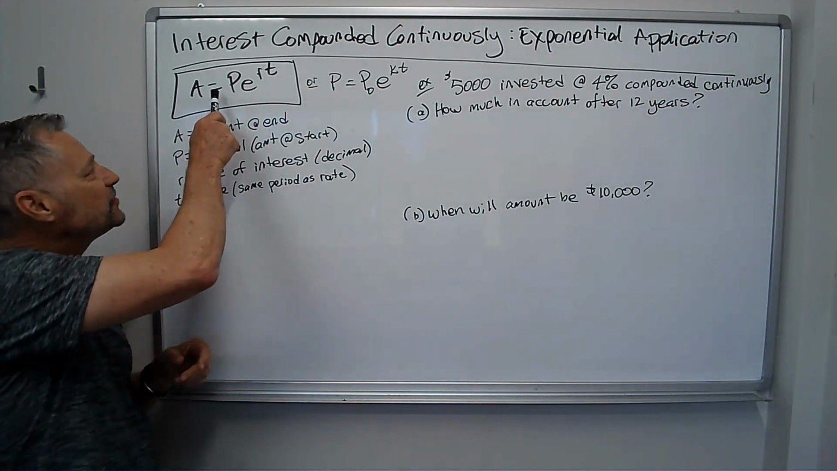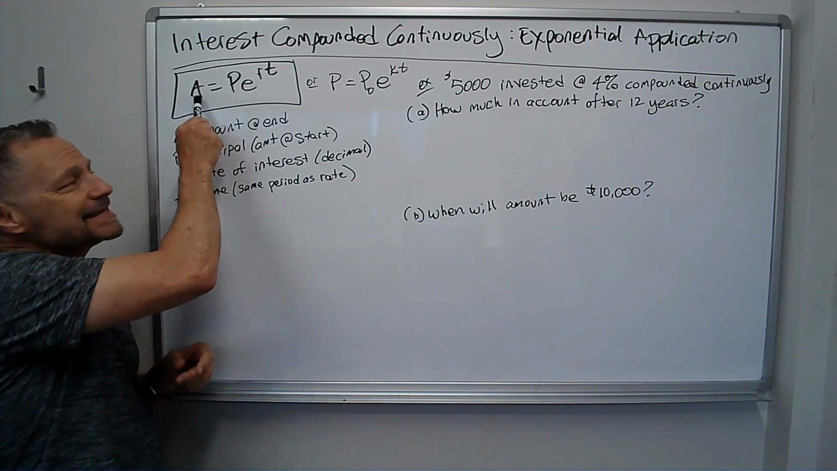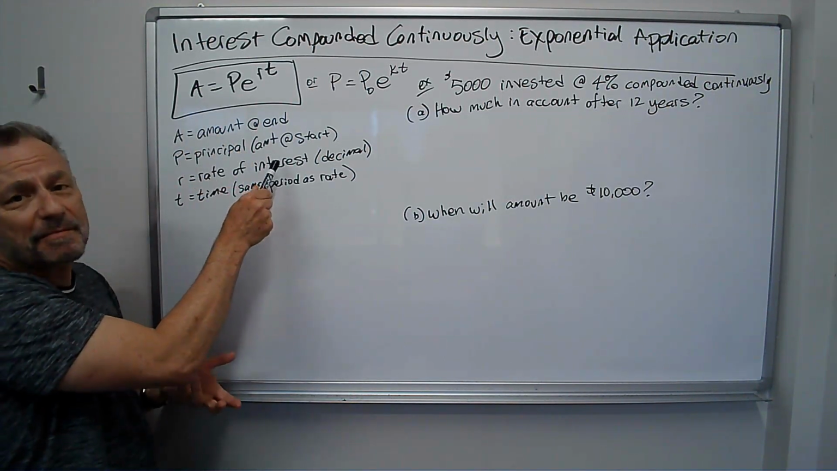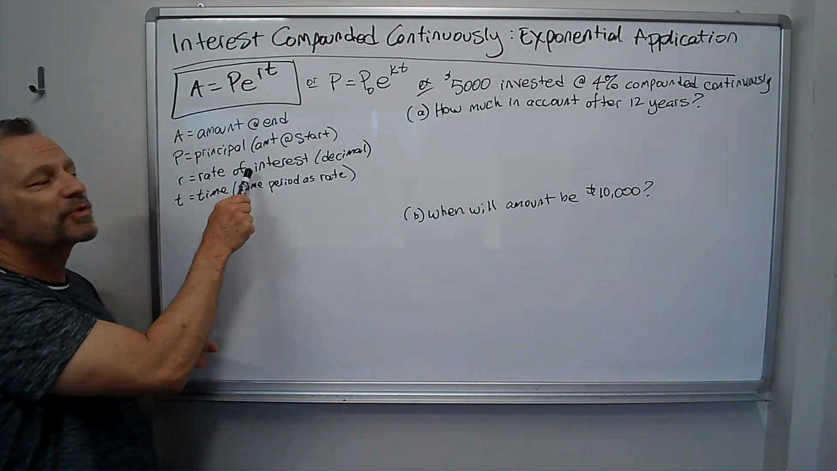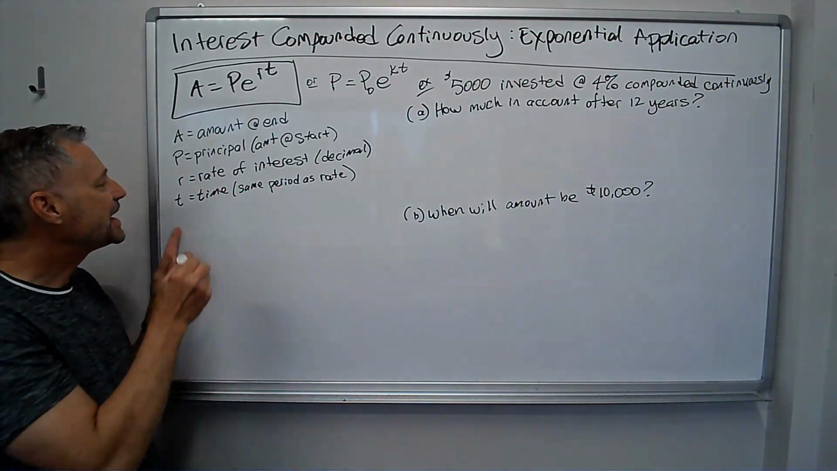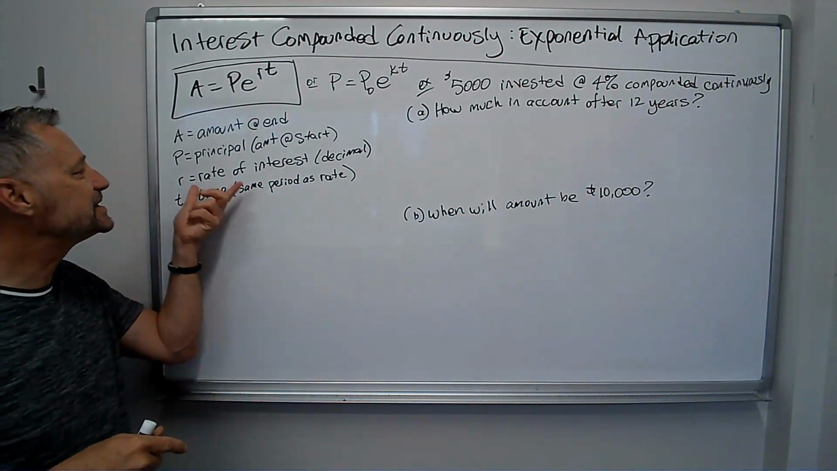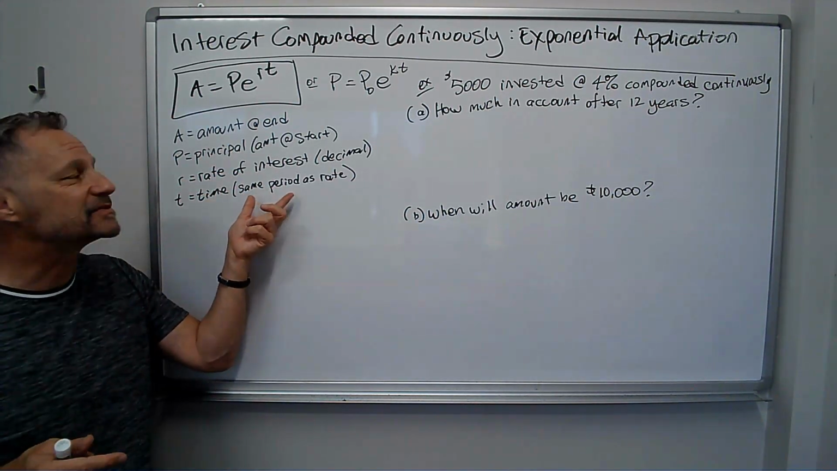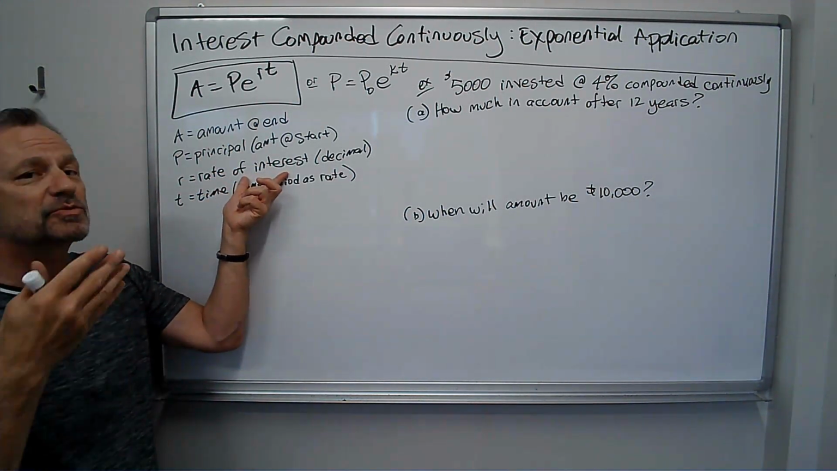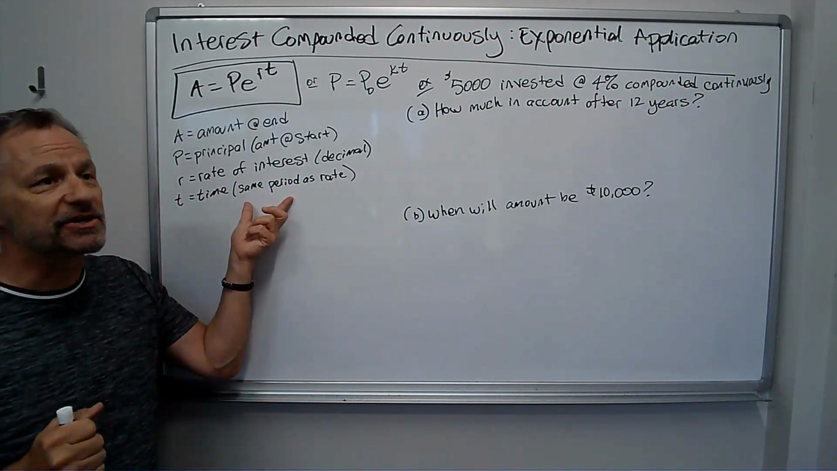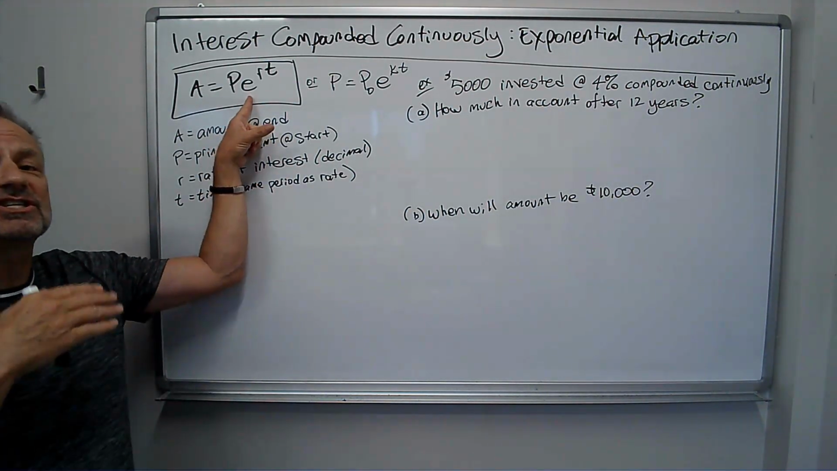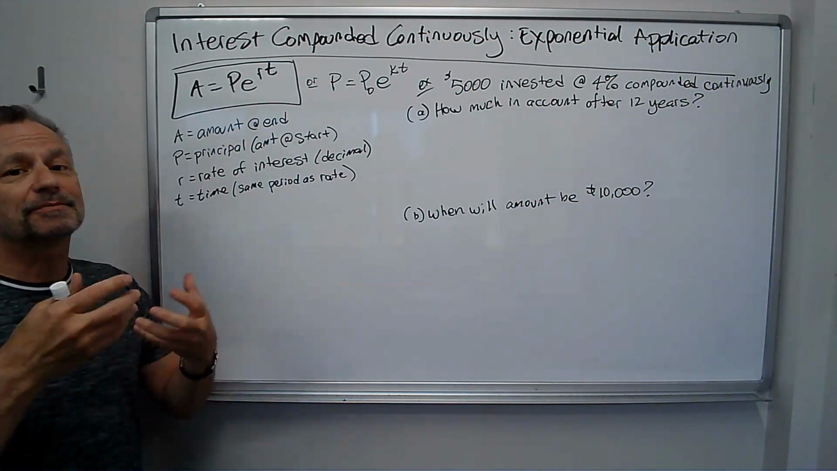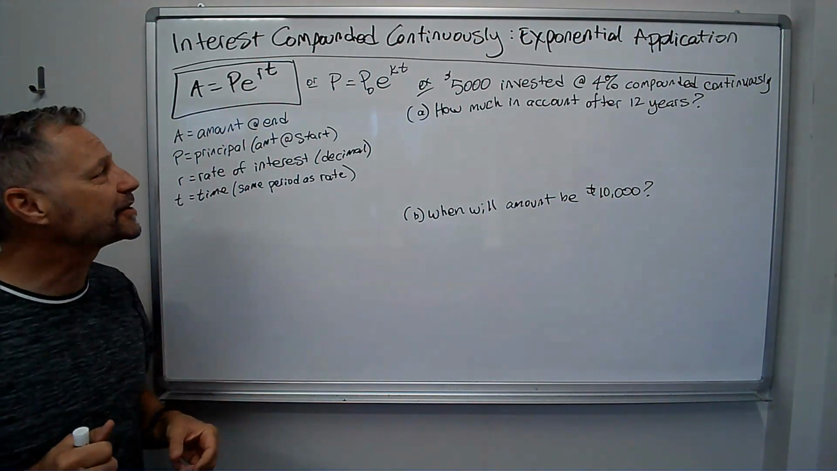Well, in this formula, A is for the amount at the end, P is for the principal or the amount at the start, R is the rate of interest written as a decimal, and then T is the time. It has to be the same period as the rate. So if the rate is monthly interest, this has to be number of months. If it's annual or yearly interest, which it usually is, this is number of years. And that e is just that irrational number 2.7 something that's in our calculator.